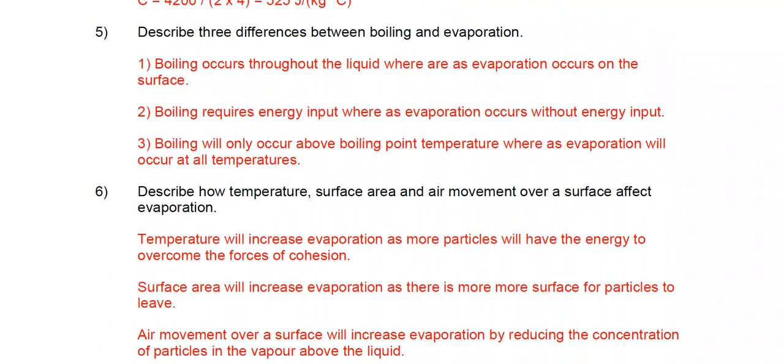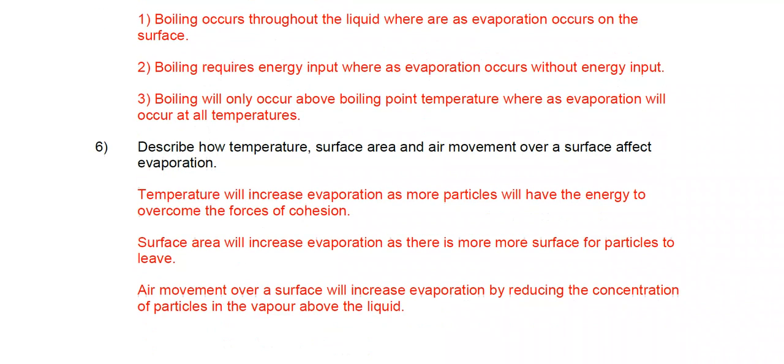Question number 5. Describe 3 differences between boiling and evaporation. Well, boiling occurs throughout the liquid, whereas evaporation only occurs on the surface. Number 2, boiling actually requires energy input, whereas evaporation occurs without any energy input. Number 3, boiling will only occur above the boiling point temperature, whereas evaporation will happen at almost all temperatures.